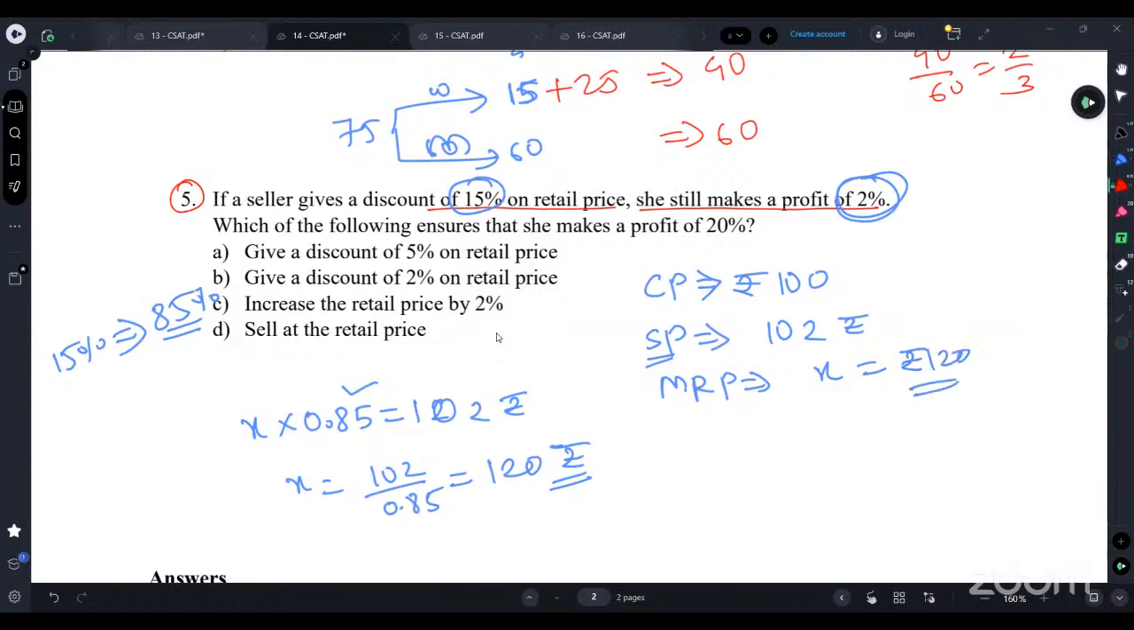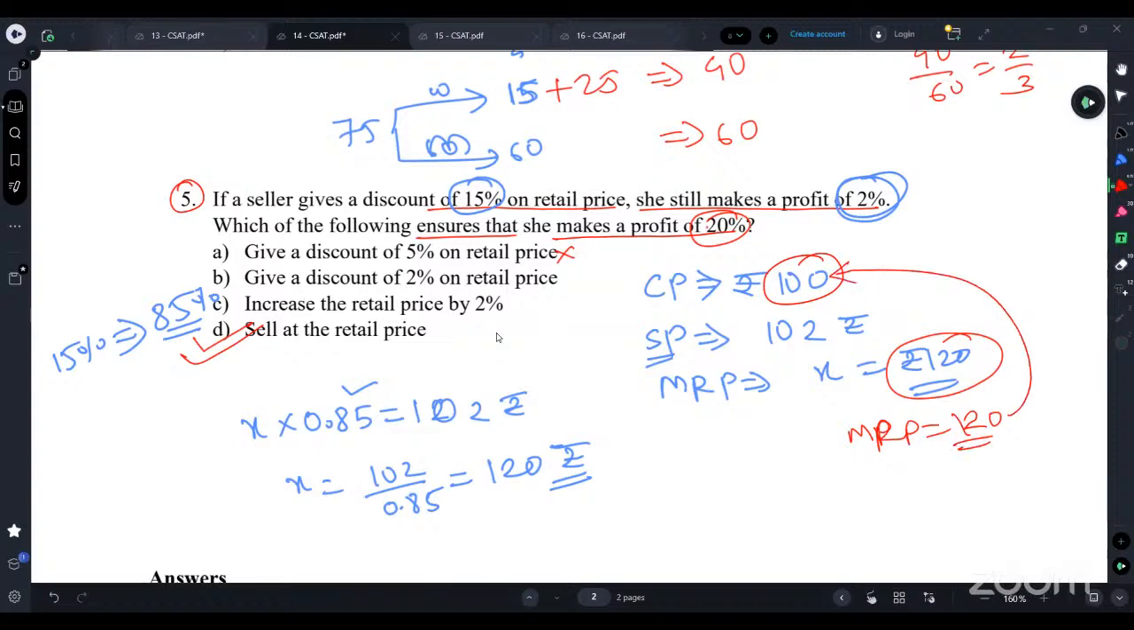Now, which of the following ensures that she makes a profit of 20%? Now, guys, we know cost price is 100 and MRP on the product is 120. Now she wants to make a profit of 20%. Then how do you do that? Give a discount of 5% on retail price? If we give a 5% discount, she will not get a 20% profit. So basically, she should sell at the retail price only, because the MRP, the retail price, is 120. If she wants to make a profit of 20% over the cost price of 100, then she should definitely sell at MRP only, right? So that is at retail price. So option D is the correct answer. Clear?